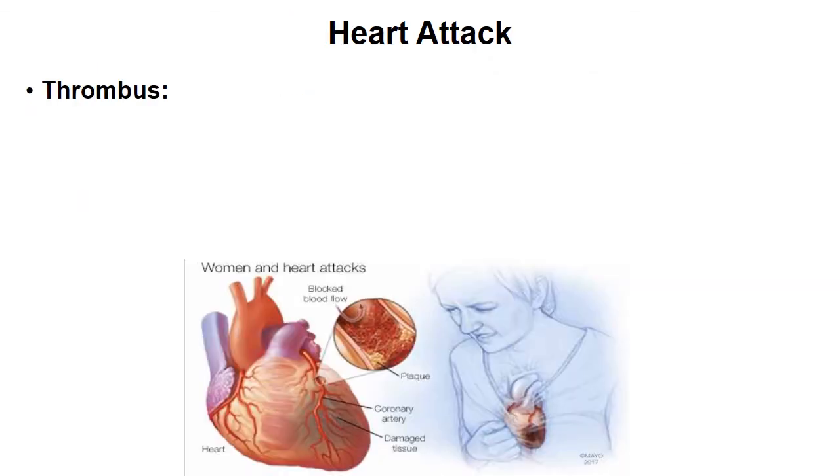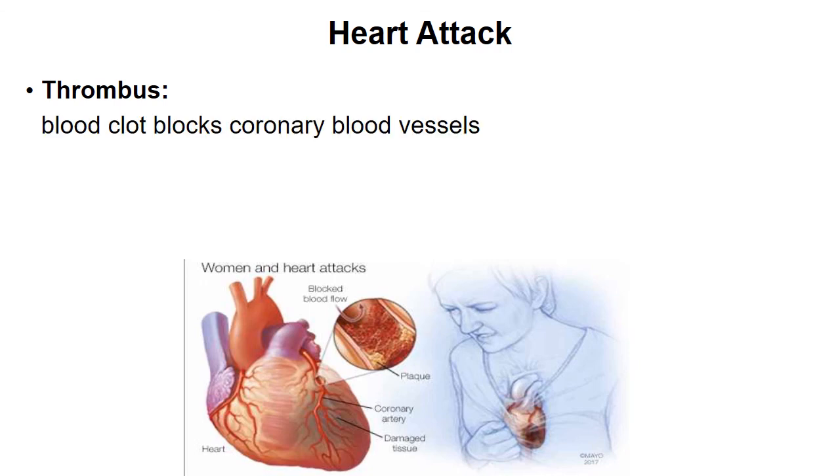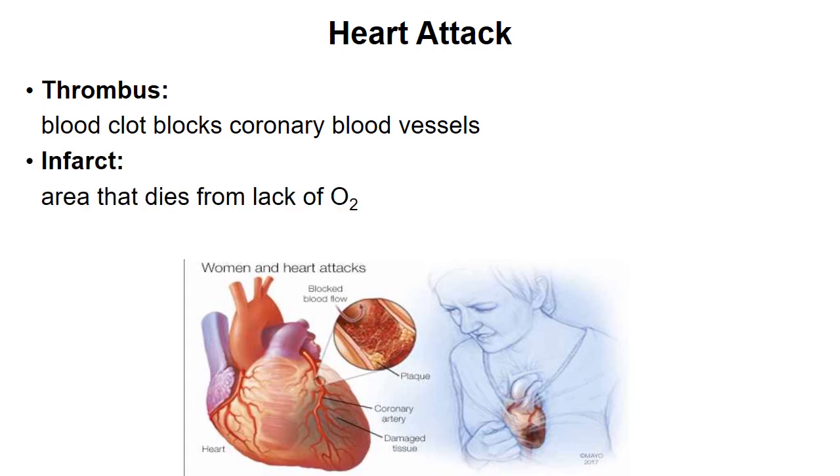Heart attack. So we have this word thrombus. In our blood chapter, we looked at the word prothrombin, etc. A thrombus is a blood clot, which we don't want, that blocks coronary blood vessels. And an infarct is an area that dies from lack of oxygen. In other words, if an area of your heart, an artery specifically, does not get oxygen to it, then it dies, just like all the other cells in your body. Every cell requires oxygen to make ATP and to live.